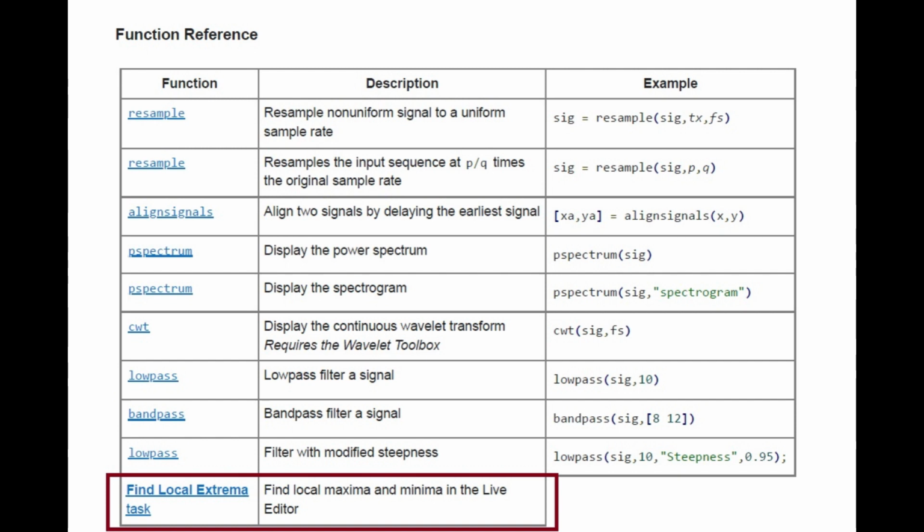7. Find Local Extrema task. Function: finds local maxima and minima in the Live Editor. Explanation: this built-in task identifies peaks and valleys in a signal, which is useful for data analysis in various fields like radar, medical diagnostics, etc.